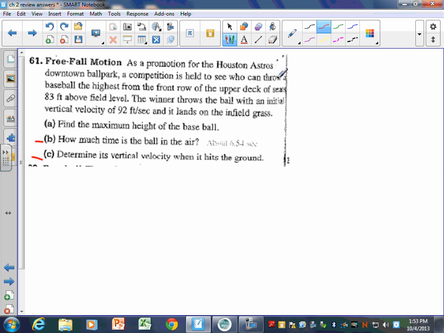Competition is held to see who can throw a baseball the highest from the front row of the upper deck of seats 83 feet above field level. The winner throws the ball with an initial vertical velocity of 92 feet per second, and it lands in the infield grass. Remember that equation I gave you? We used it last chapter too.